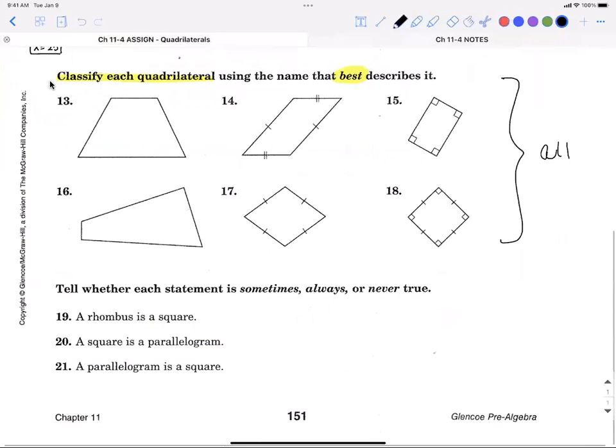And then here at the bottom, do all of these. And you're just thinking through, is a rhombus a square? Is that sometimes, always, or never true? Okay, a square is a parallelogram and a parallelogram is a square. So think through that and try to answer that sometimes, always, and never.